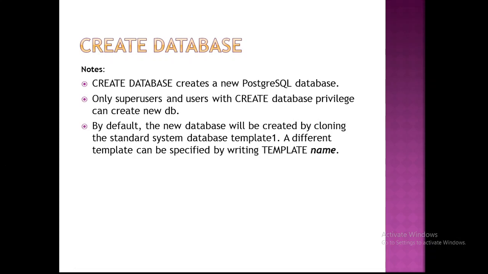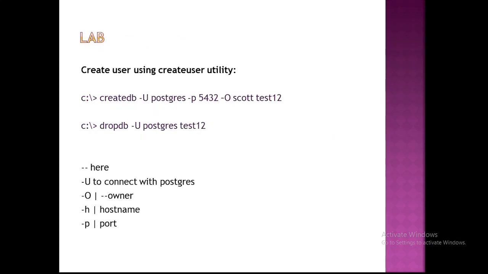So let's see how we create a database in Postgres, or what the ways are. We can use the createdb utility. After setting up the environment variables, you will be able to use the utilities from anywhere on the machine. This is the syntax: createdb -U, capital U, and the user postgres. We are creating the database with the postgres user, -p.